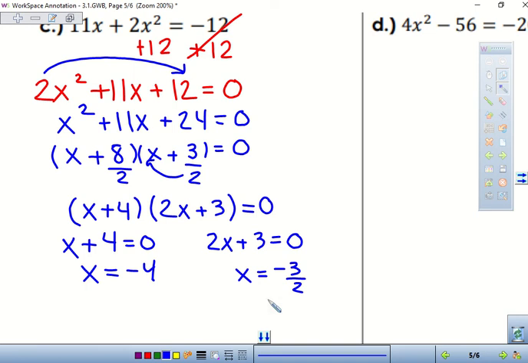So I just solved that two-step equation. Subtract 3, divide by 2. My expectation is, if you're here, you know how to solve a two-step equation, right? So everybody's good with that? All right.